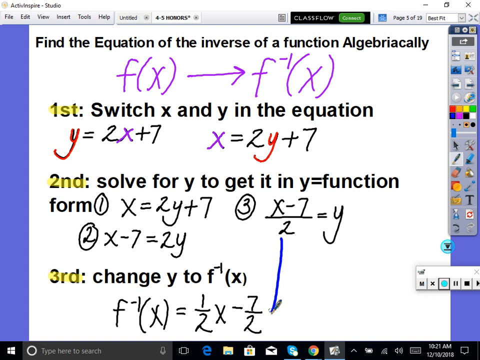The only reason I like to write it like this is because if I asked you to graph it, y equals mx plus b form is usually easiest. Questions on that? Pretty easy, right? Switch x and y, solve for y.